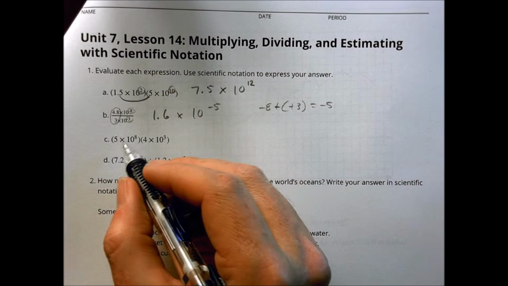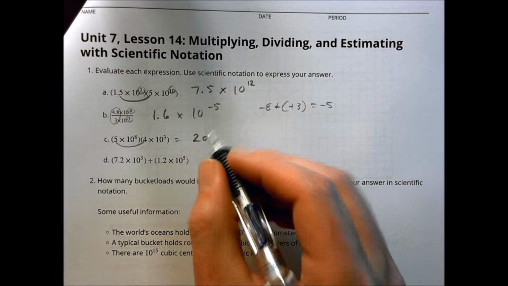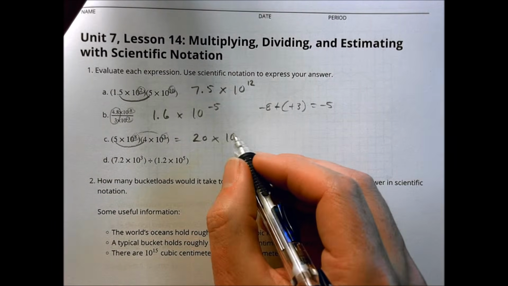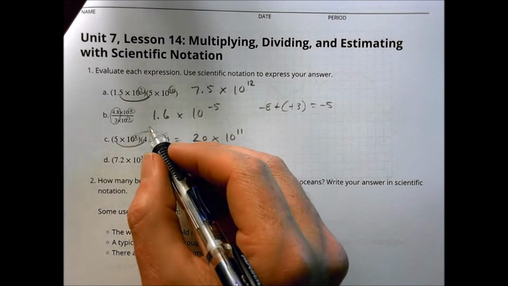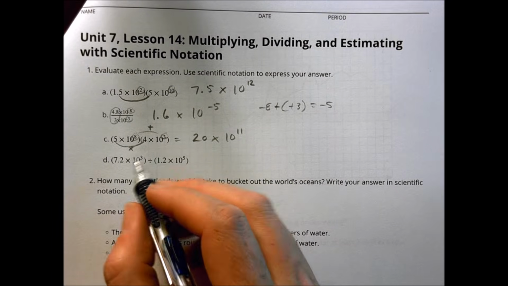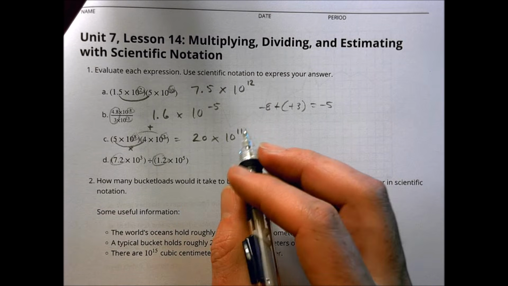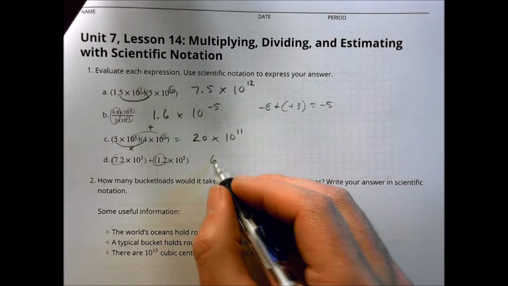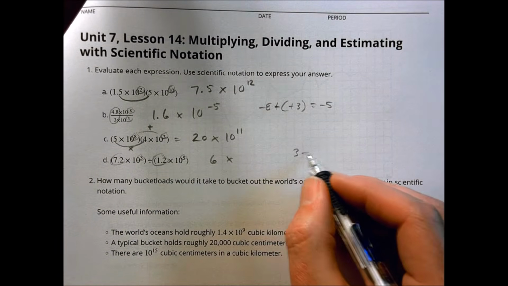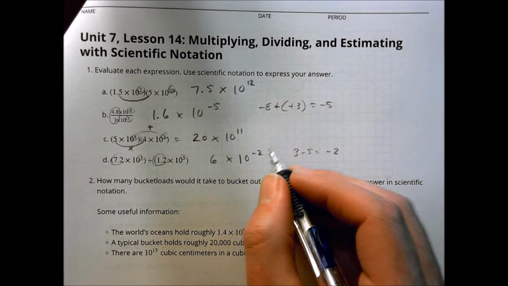Here, we're going to multiply 5 and 4. It's going to equal 20. And again, here we're going to add the exponents together. So that becomes 10 to the 11th power when I add those up. Here we're going to do some division. So 7.2 divided by 1.2 is actually equal to 6. And here we're going to subtract 3 minus 5. And so 3 minus 5 equals -2. So that becomes times 10 to the -2 for D.